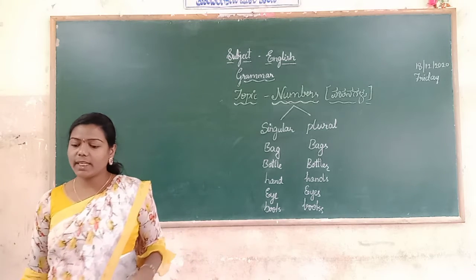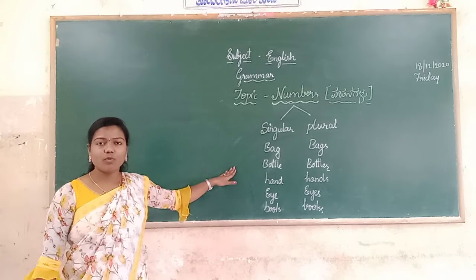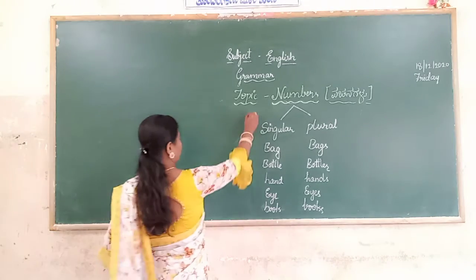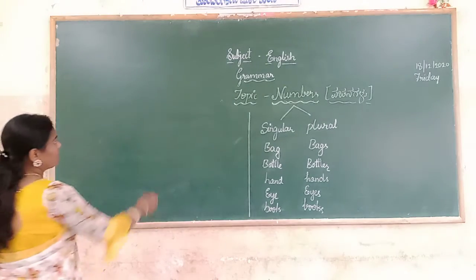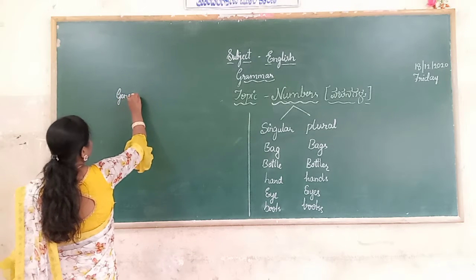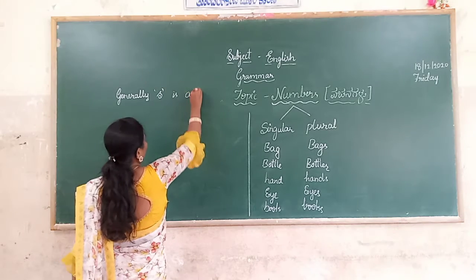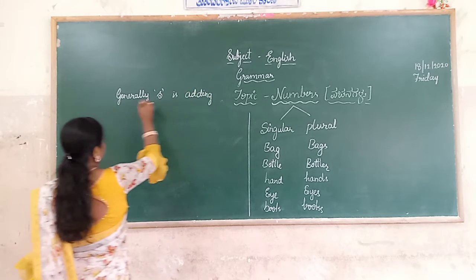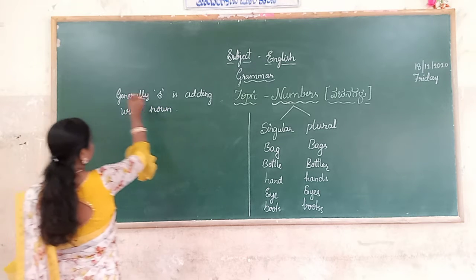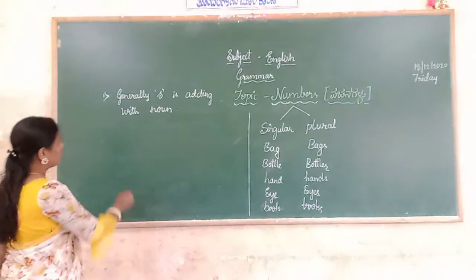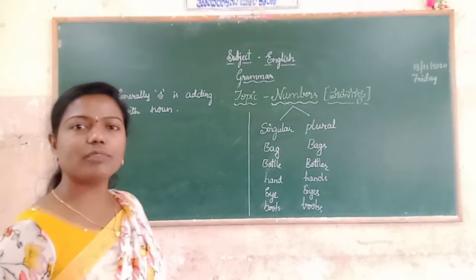But students, in English grammar the topic of numbers has different rules. What are the rules? You will learn them now. Rule number one: generally, we add S with a noun. Which are the nouns? Generally, we add S with nouns.